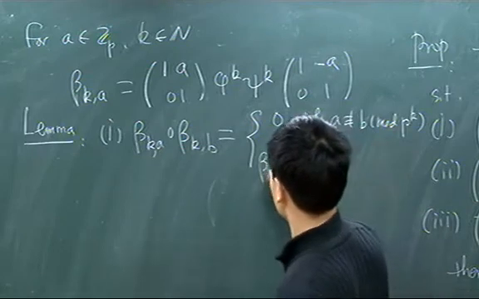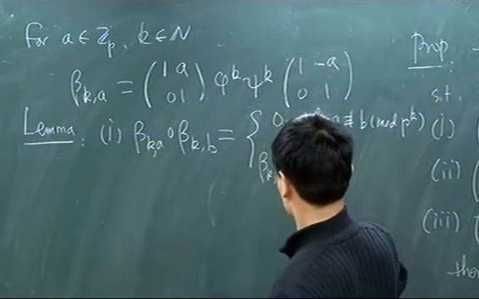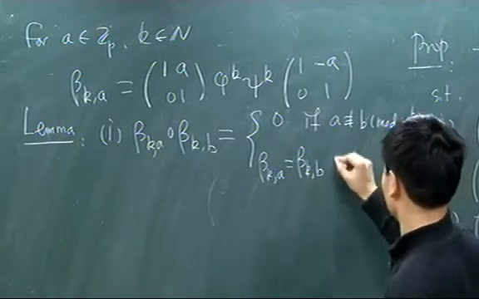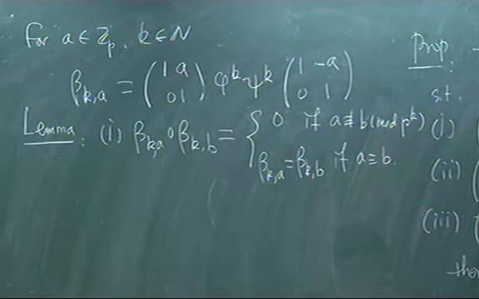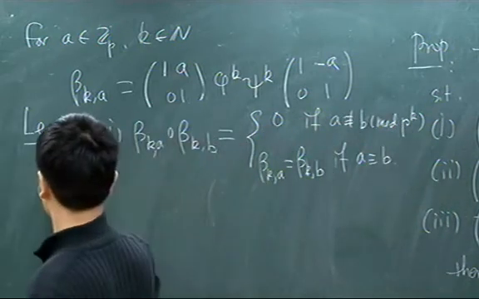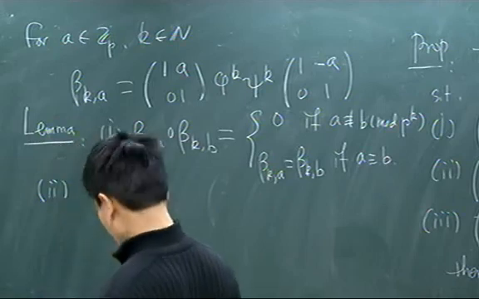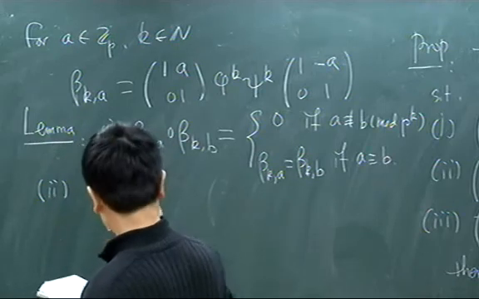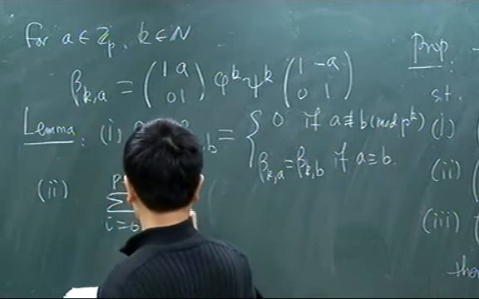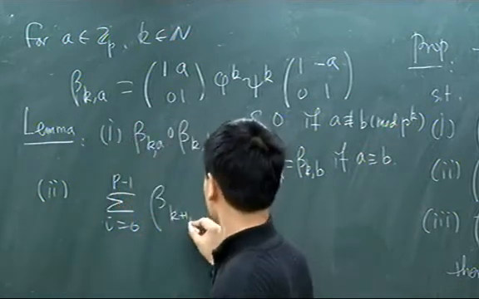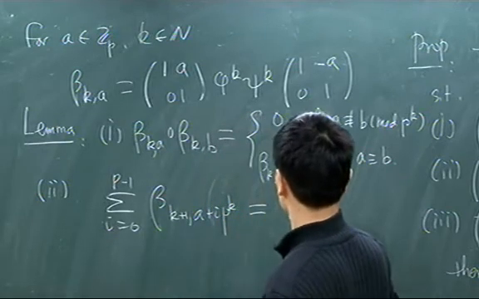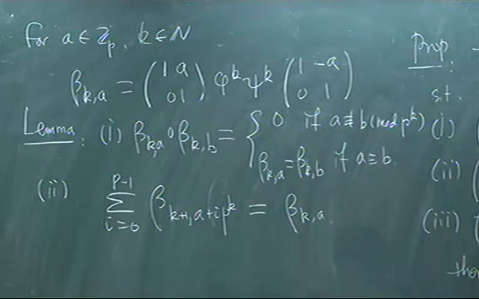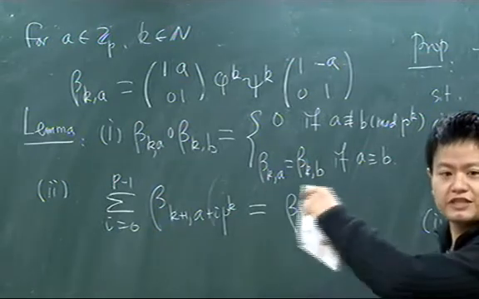Otherwise, it's this. If A is congruent to B modulo p^k. So the second one is you can add all this, i from 0 to p minus 1, k plus 1, a plus i p^k. You get this. So from this, you can see this is something like a restriction line.